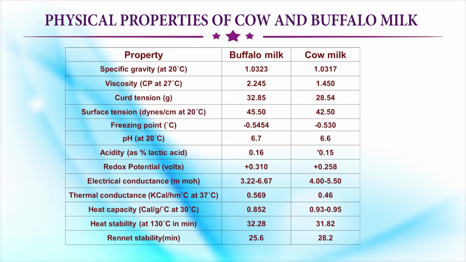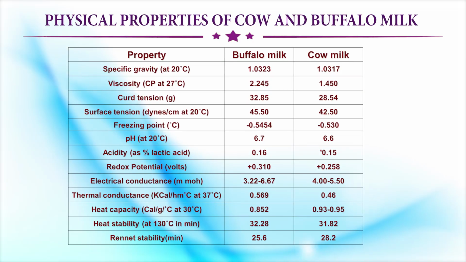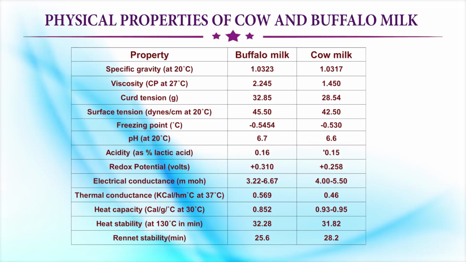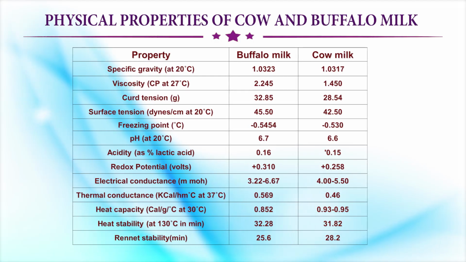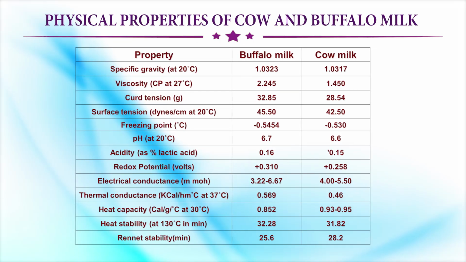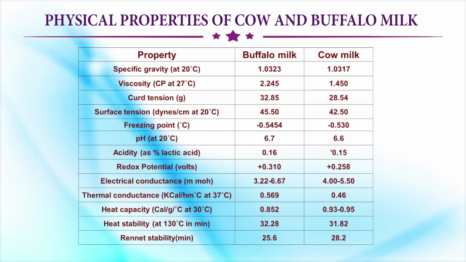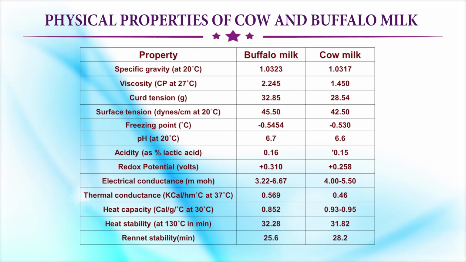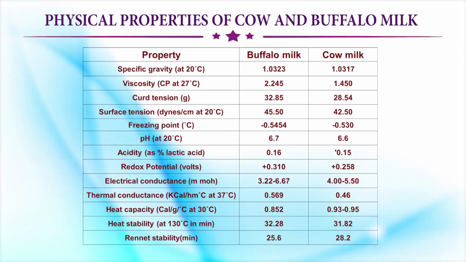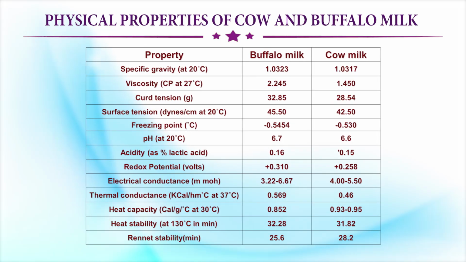Now the physicochemical properties, like viscosity, curd tension, and surface tension, are also higher in buffalo milk as compared to cow milk. Then the properties related to redox potential and acidity, there are variations in these properties also. Heat stability also shows a variation.